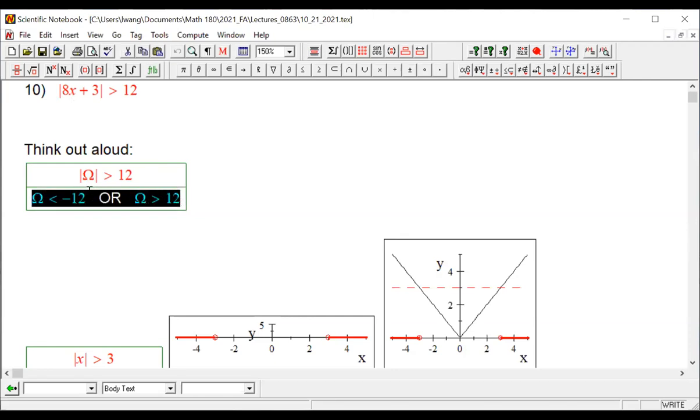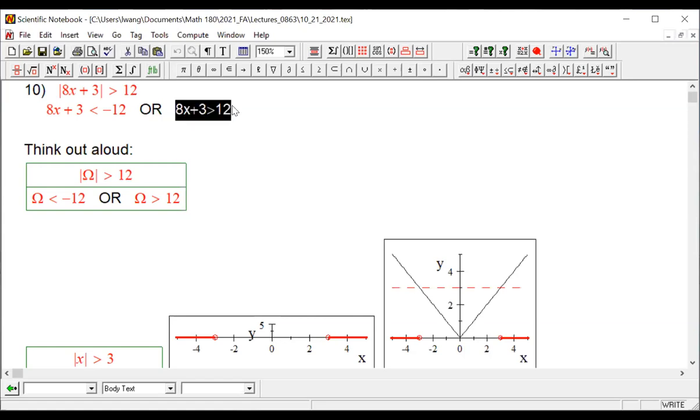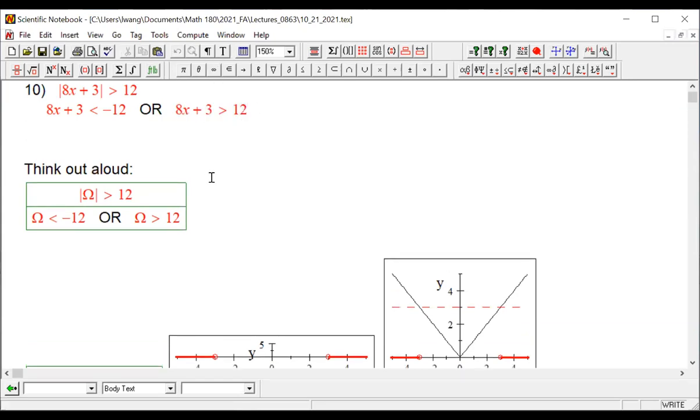The setup will allow us to get out of the absolute value sign, right? So we will have 8x plus 3 less than negative 12 or 8x plus 3 greater than 12.